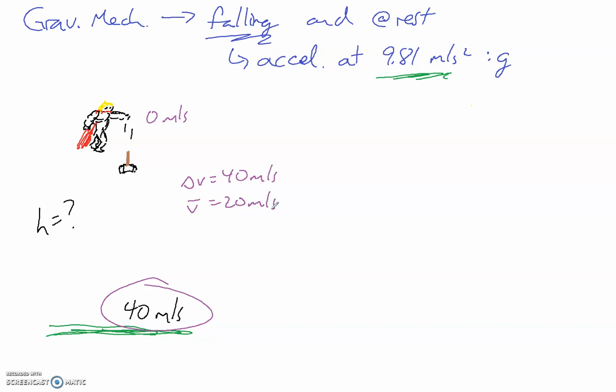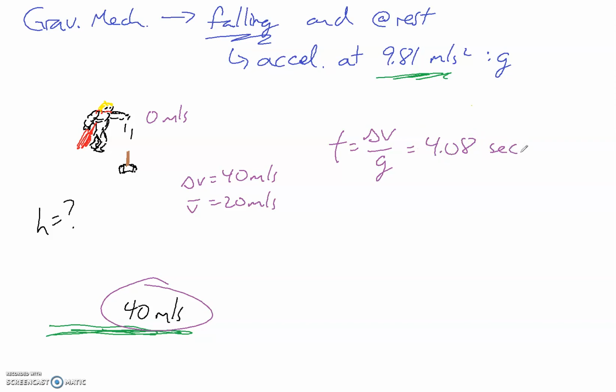So I have my average V. I need that for distance, but I need my time, and I can use my change in V and gravity to find my time. So time would just be the change in V divided by the acceleration due to gravity. So we've got that 40, and we're going to divide that by the 9.81. So it's going to take just over 4 seconds, about 4.08 seconds for it to fall.